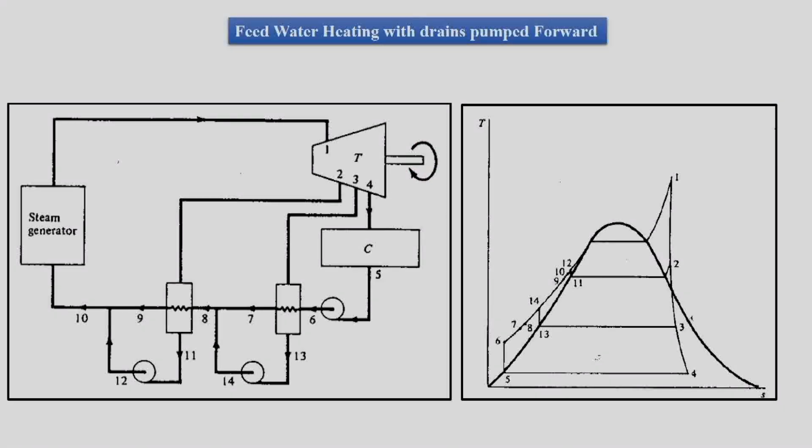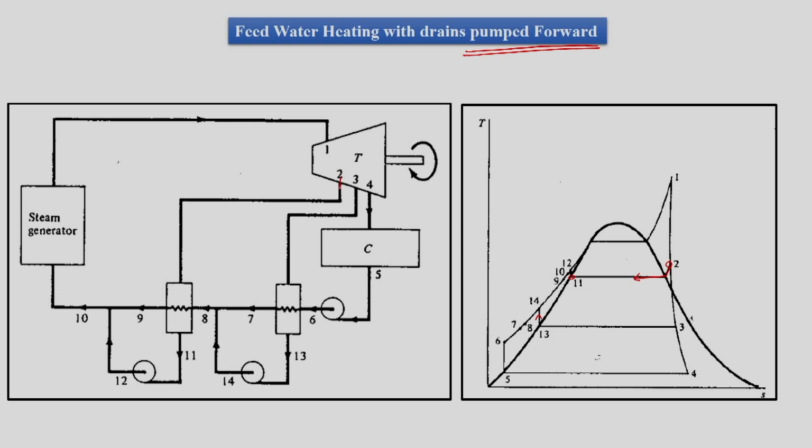Then instead of that, there is one more arrangement and it is called drains pumped forward. So now here we are not putting the saturated water, which is obtained after heat loss of the steam, into the feed water. That water, instead of putting it back, will be pumped forward. Forward means from low pressure to high pressure, and such pumps are called drain pumps.